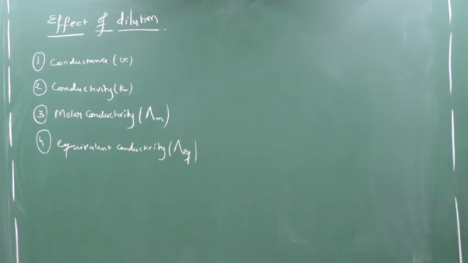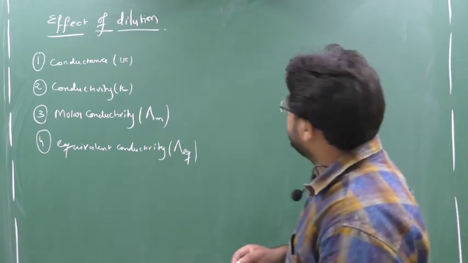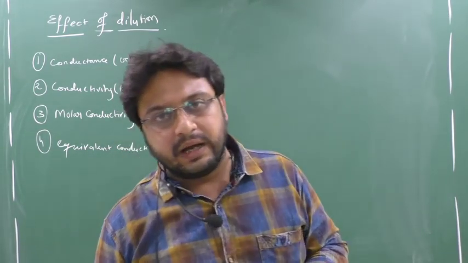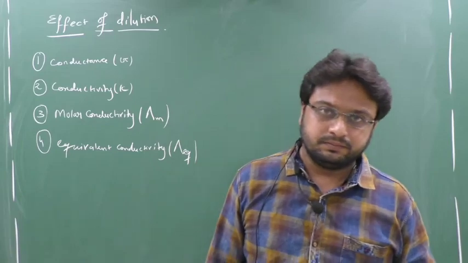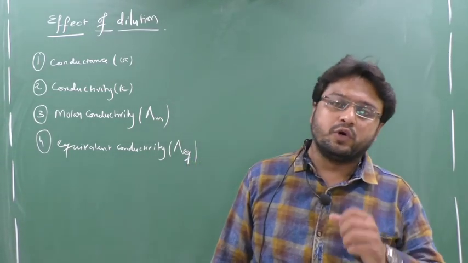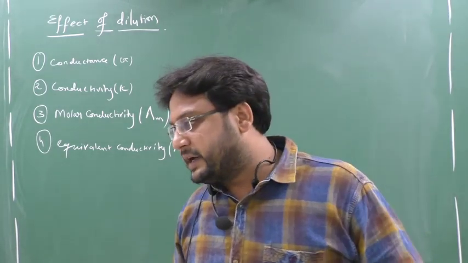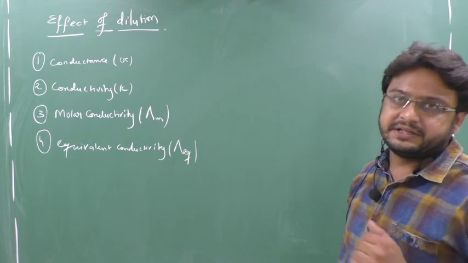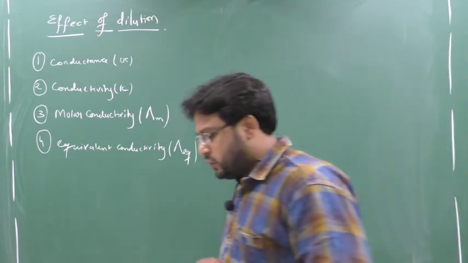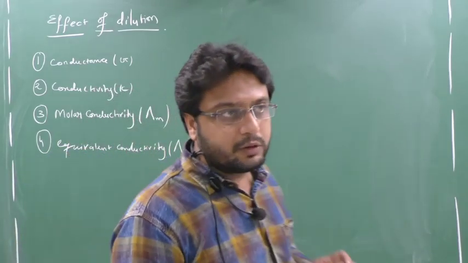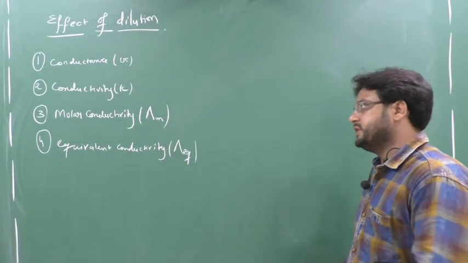Now, dilution means what? We have to dilute. Dilution can be done in two ways, either by increasing the volume, or by decreasing the moles. So we can dilute by both methods, either by increasing the volume or by decreasing the number of moles. Clear?